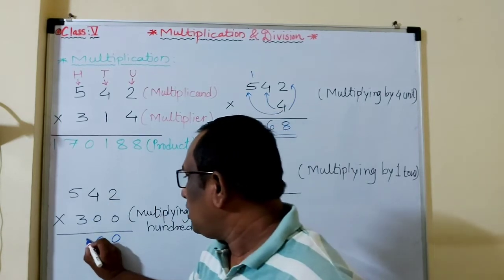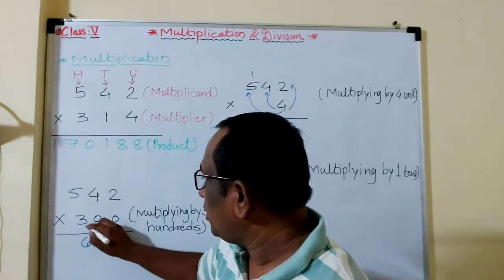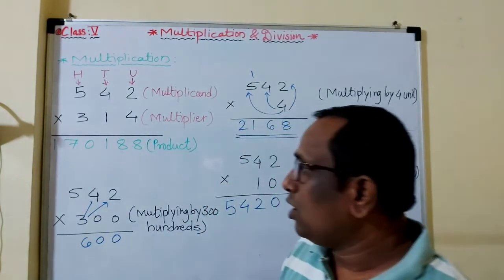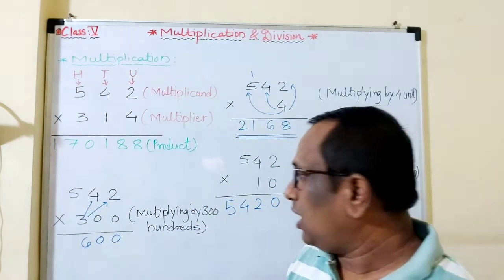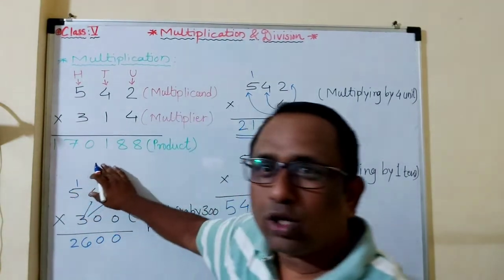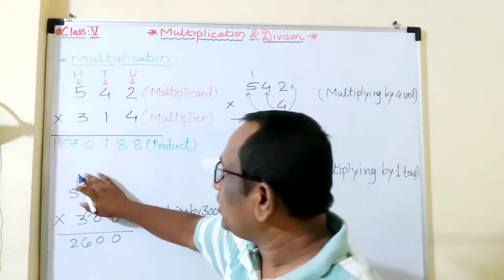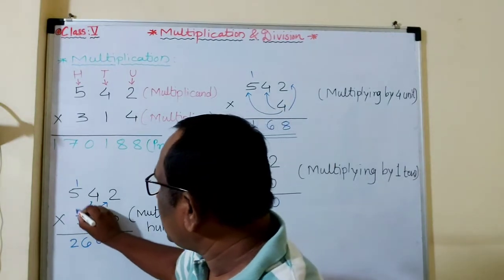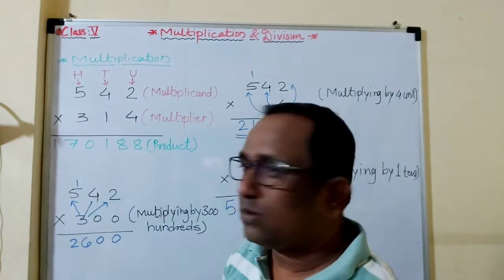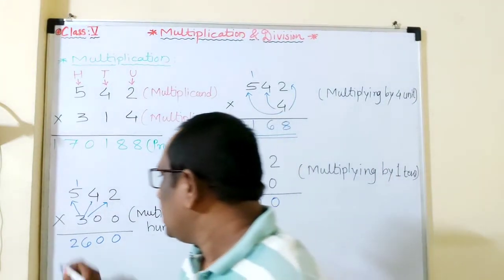Now 3 2s are 6. Then now we have to multiply 3 by 4. 3 4s, or 4 3s, are 12. 1 carry over. You have to keep this in mind only, but for information I write it here. Then we have to multiply 3 by 5. 5 3s are 15, plus 1, the carry over, that is 16.